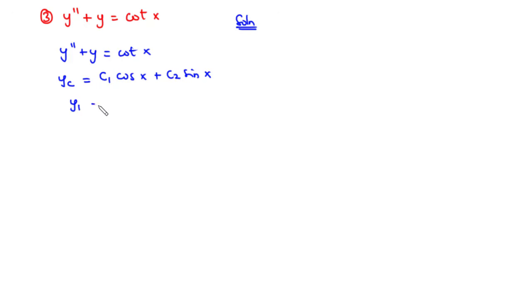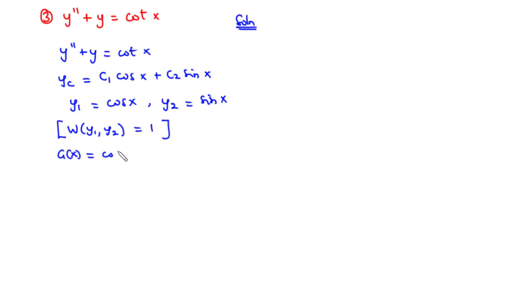have y1 to be cos x and then y2 to be sine x, and therefore we are going to have the wronskian to be equal to 1, similar to what we had for example 2. So the wronskian is equal to 1. Now notice that we have g of x this time to be cot x. G of x is equal to cot x. So the next thing we are going to do is basically to find u1 and then u2.